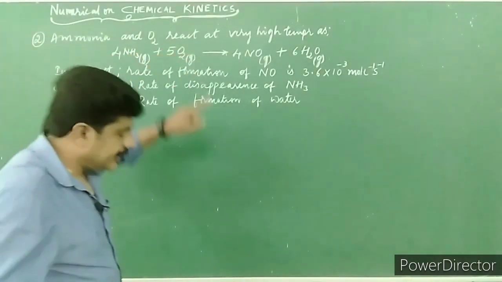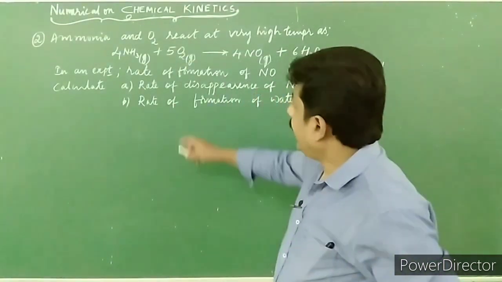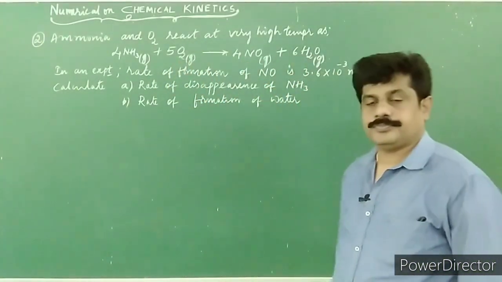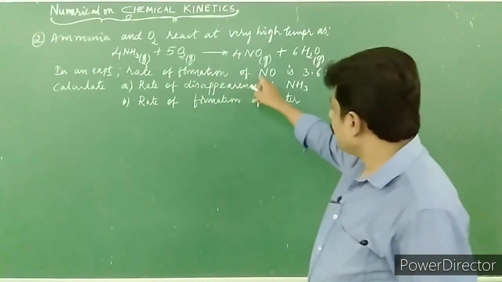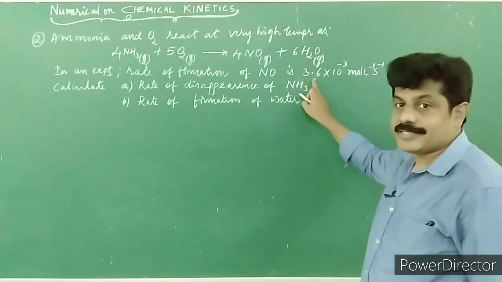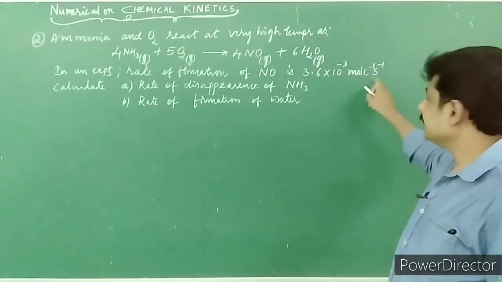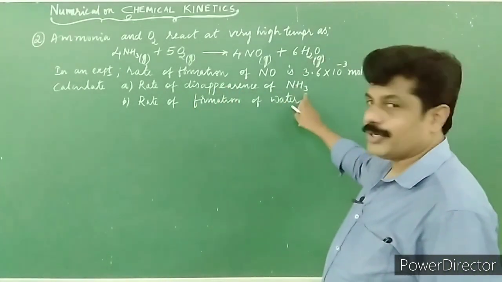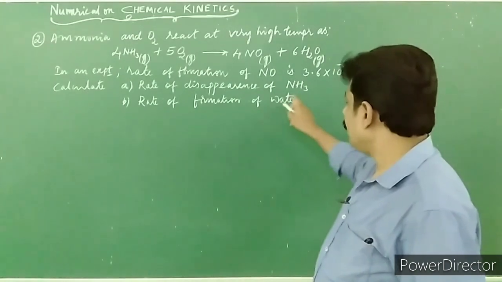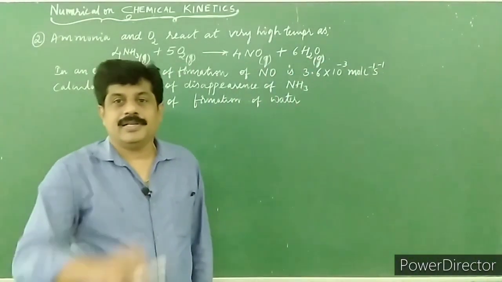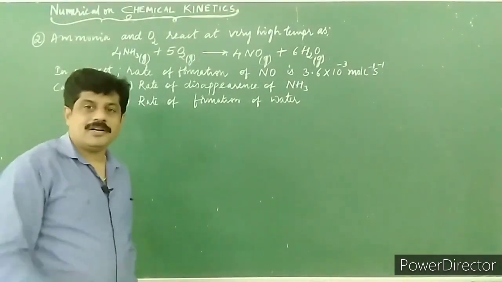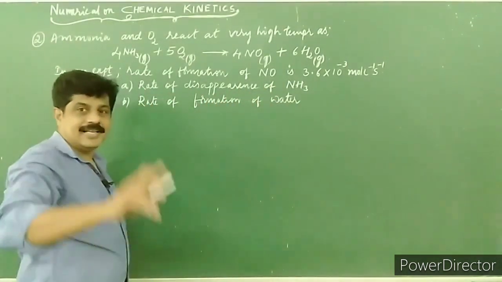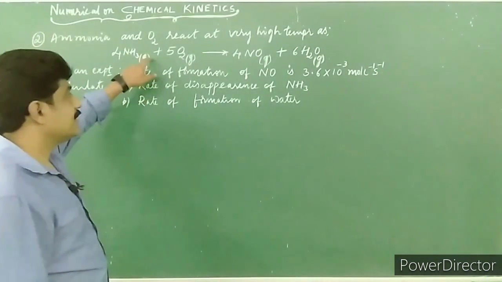Ammonia and oxygen react at very high temperature as 4NH3 plus 5O2 giving rise to 4NO plus 6H2O. In an experiment, the rate of formation of nitric oxide is 3.6 into 10 to the power of minus 3 mole per liter per second. Calculate A, rate of disappearance of ammonia, B, rate of formation of water. Children, let me solve this numerical for you. Remember, before finding out the rate of disappearance of ammonia and rate of formation of water, let me write the differential rate equation for this reaction.